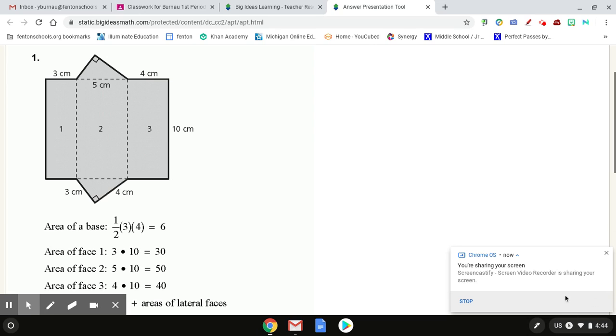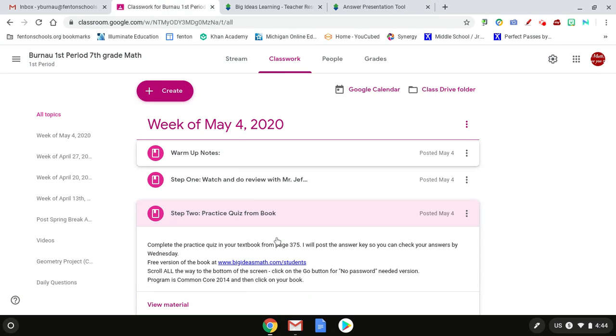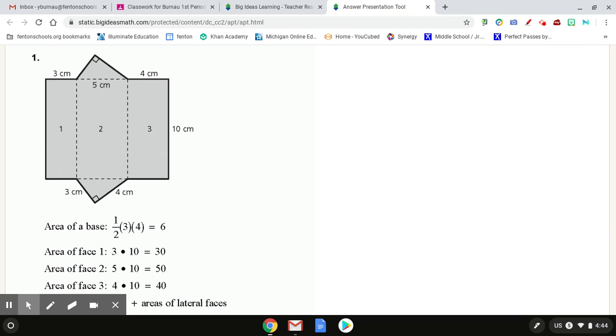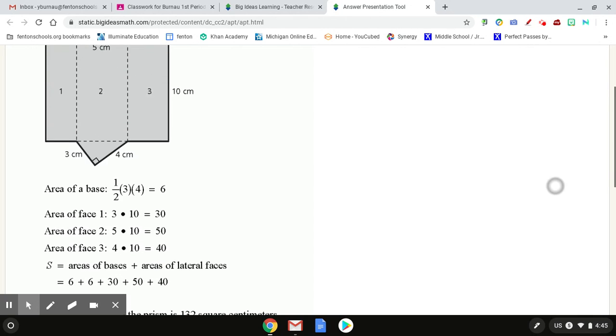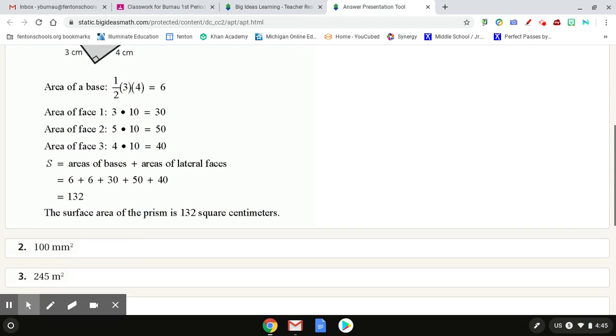So you did the practice quiz in the textbook, and that was on page 375, the practice quiz. And I said I was going to post the answers so you could check your problems. All right, so number one, and know that you can pause this at any time as you need to. Number one, if you open up the net of that triangular prism, there is all the work. And your answer would have been 132 square centimeters.